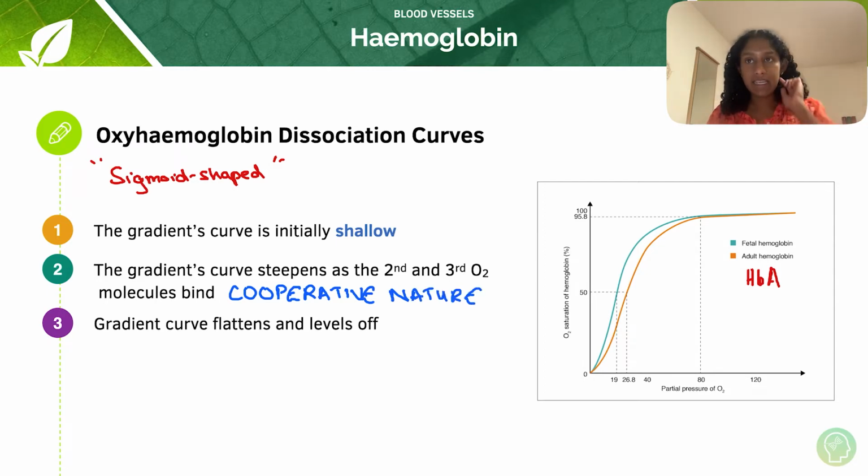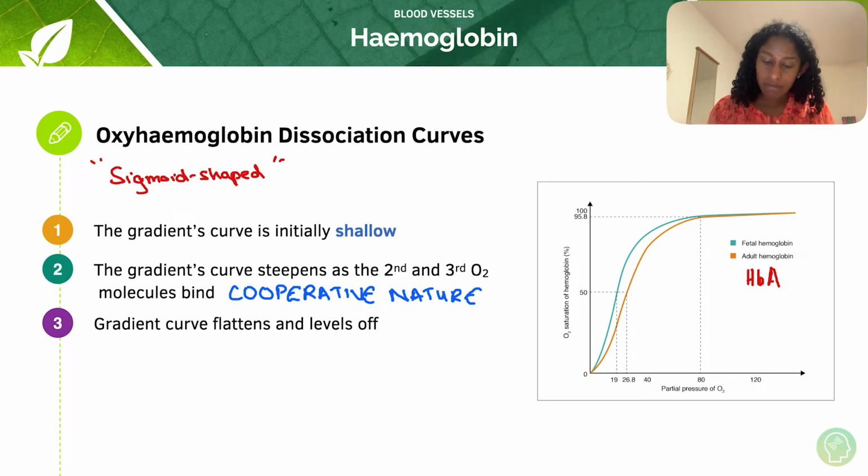So all this means is, as oxygen molecules number 2 and number 3 bind to haemoglobin, haemoglobin changes its 3D structure. It changes its structure to make it easier for oxygen to bind, which means that the more molecules of oxygen we bind to haemoglobin, the more haemoglobin changes its structure in order to make the subsequent molecule of oxygen bind easier. So this is really important because it means that we get this lovely steep rise here in our curve.